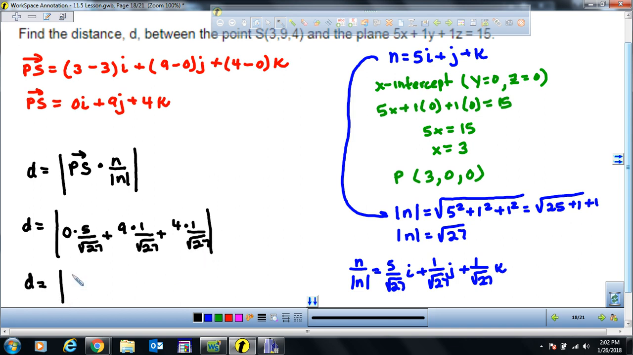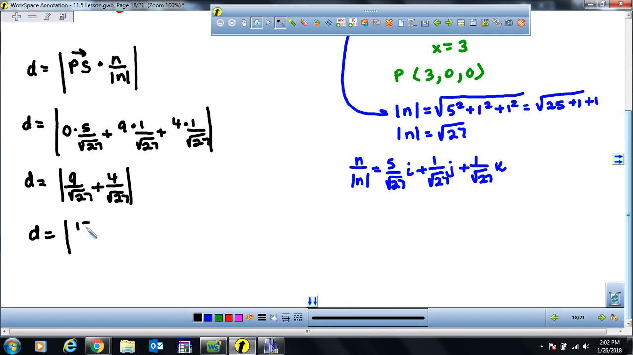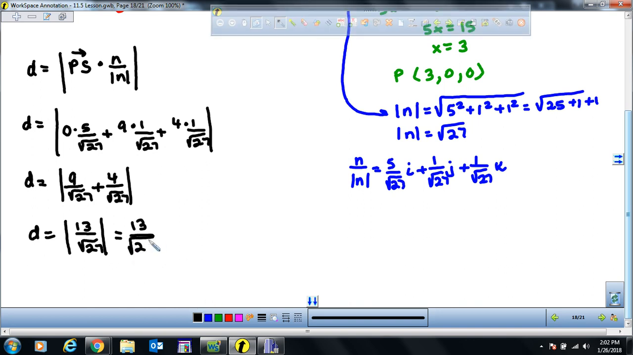And that would give us 9 times 1, which is 9 over the square root of 27, plus 4 times 1, which is 4 over the square root of 27. That would give us the distance, which is going to be 4 plus 9, which is 13 over the square root of 27. And the absolute value of that is just 13 over the square root of 27.